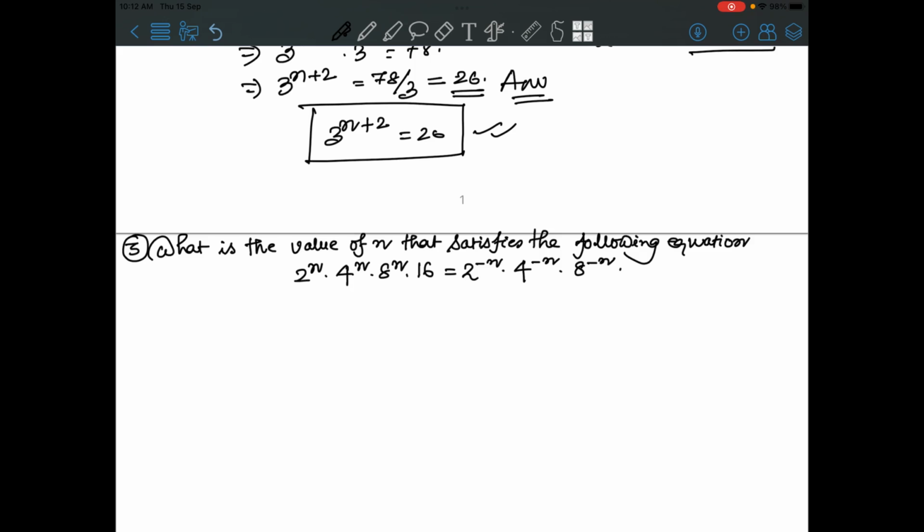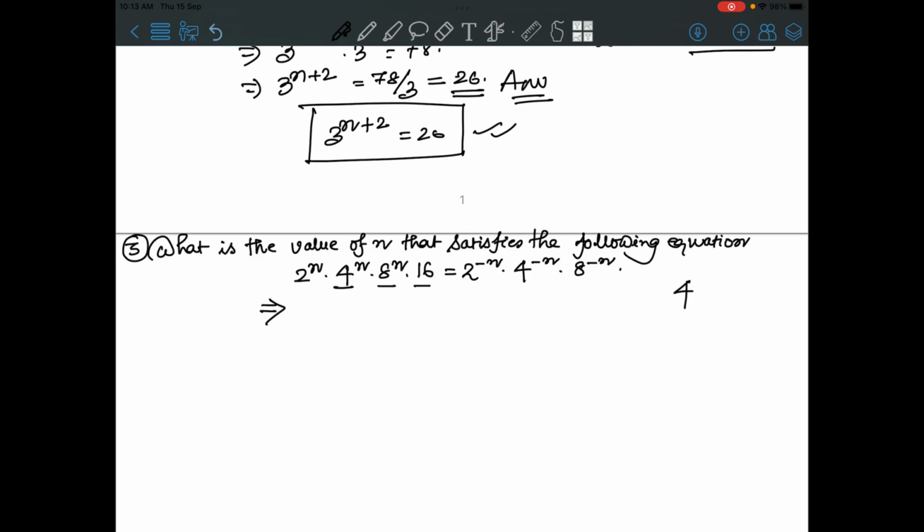The following equation is 2 to the power n into 4 to the power n into 8 to the power n into 16 equals 2 to the power minus n into 4 to the power minus n into 8 to the power minus n. To solve this problem, we will convert everything, I mean the 4, 8 and 16, to a base of 2.